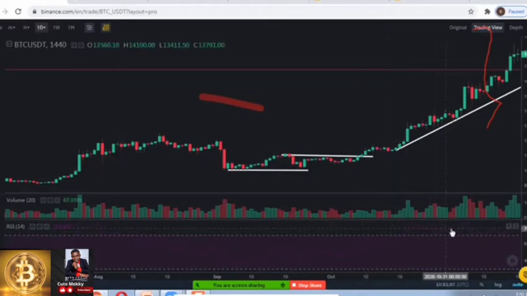Now what happens when the market gets to overbought is the market comes down. If you look at it very well, when the market was at overbought here, you see the chart was dangling around here and later came down before it consolidates and then moves up.